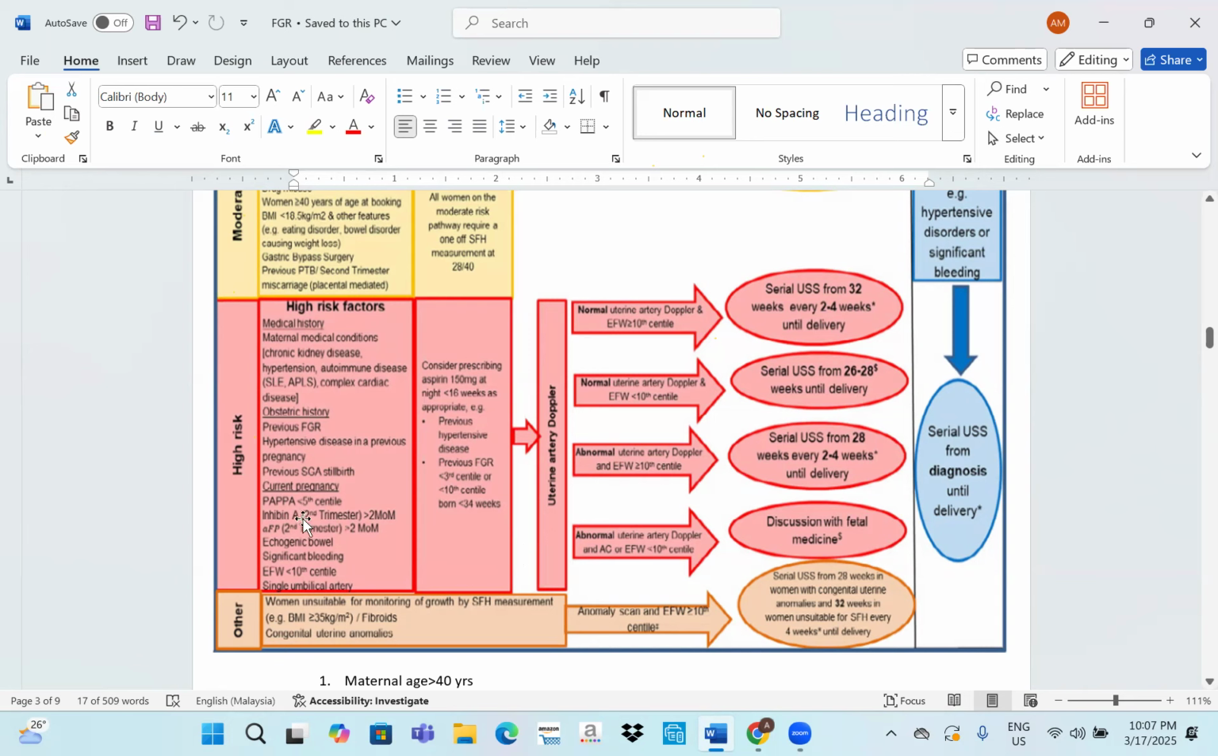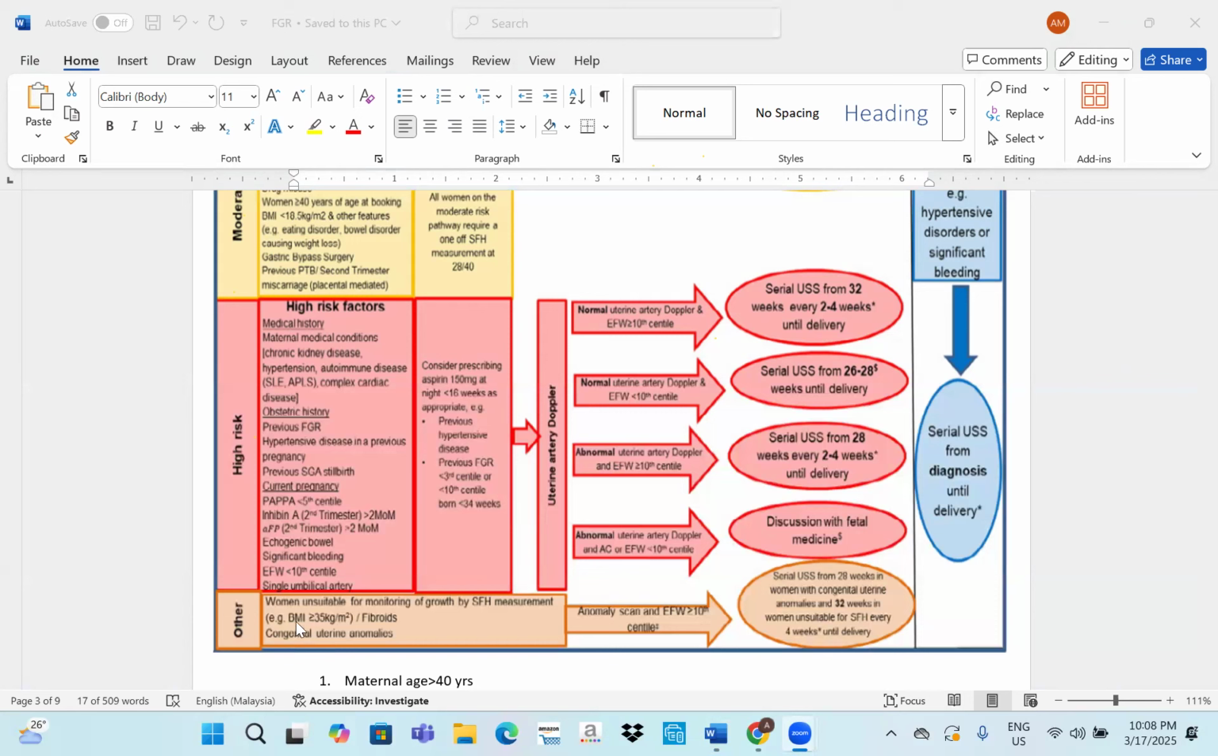This pregnancy associated plasma protein A, inhibin, alpha fetoprotein, all these you are doing for your patients when you want to screen for Down syndrome. Okay, clear. So now you have to open your mind for this portion.